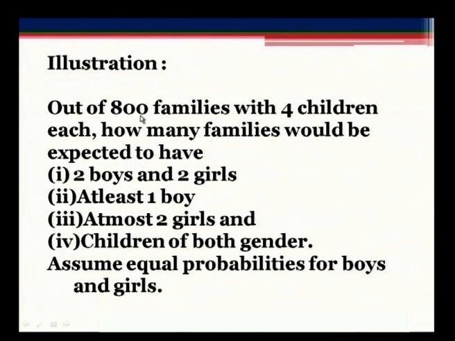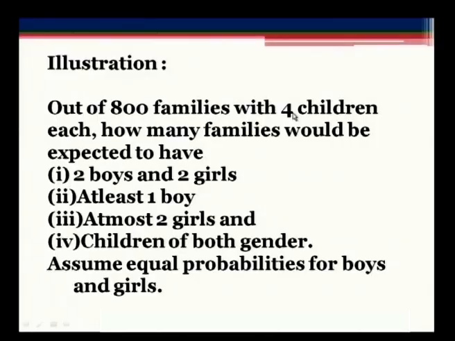So 800 stands for the frequency, that is capital N, and 4 stands for the number of trials, that is 4 children. Here small n is equal to 4. And how many families would be expected to have 2 boys and 2 girls? As we have discussed in the first problem, getting 7 heads and 3 tails, when 10 coins are thrown, 7 heads means obviously 3 will be tails.